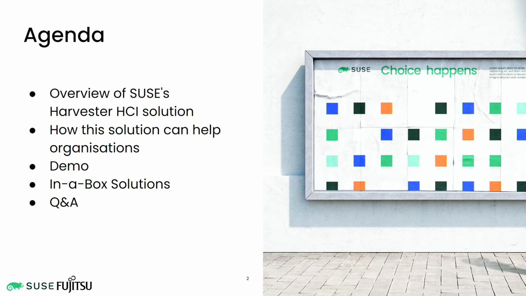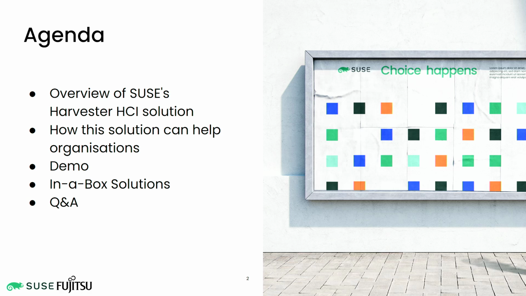So this is our agenda. How long do I have? I think it's 45 minutes or 50 minutes in total. We're going to do a quick overview of Harvester, what Harvester is and what it can do. We'll talk about how that solution can help organizations solve real problems. Technology is cool, but with certain notable exceptions, we don't do it for its own sake. We do it because we want to solve actual real-world problems.